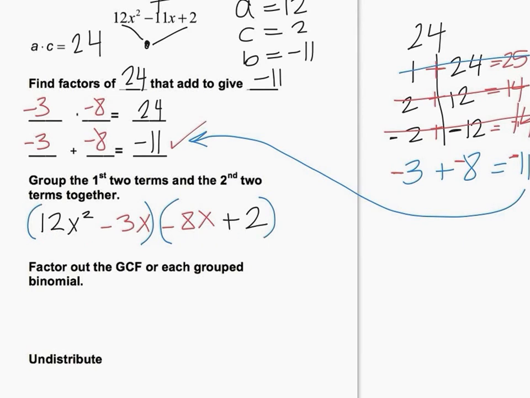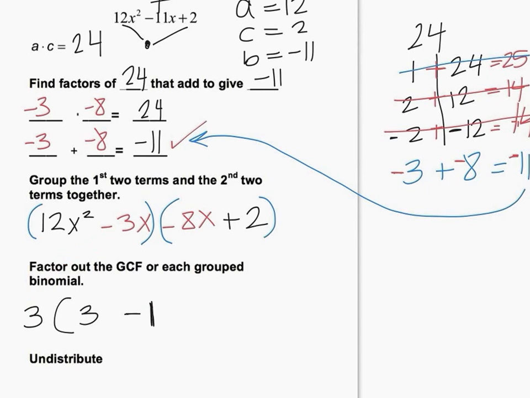So if I look at 12x to the power 2 and negative 3x, I know that 12 is divisible by 3. If I divide 12 by 3, I will get a 4. And I know 3 divided by 3 is a 1. So let's factor 3 out. If you factor 3 out, 12 divided by 3 is a 3. Minus 3 divided by 3 is a 1. So I'm going to put a 1 over here.